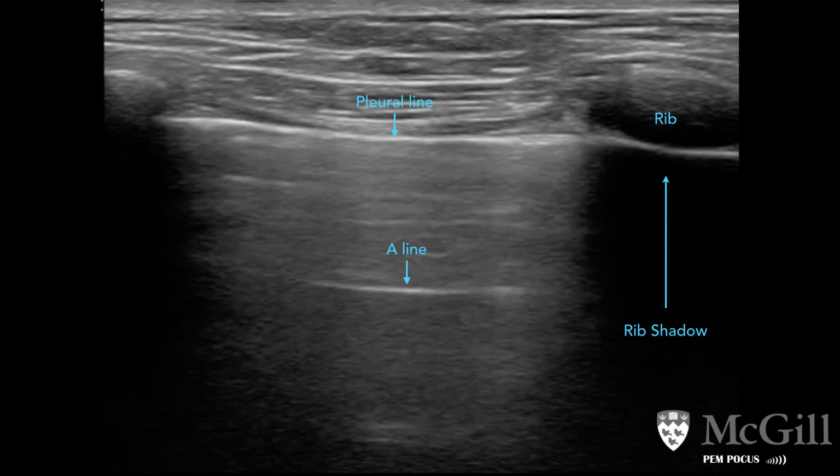A normal lung ultrasound will identify the following anatomy. Above the pleural line will be subcutaneous tissue. The pleural line will appear as a hyperechoic line in between two ribs, which will be hyperechoic with large hypoechoic shadow behind them. The A lines are normal lung artifacts, which are reverberation from the pleura.